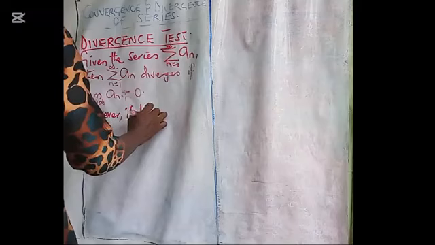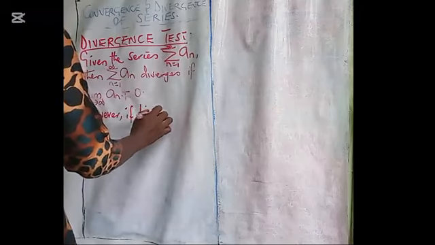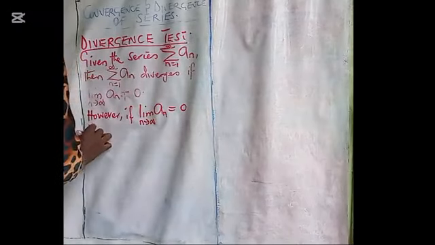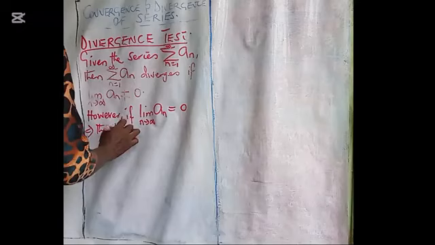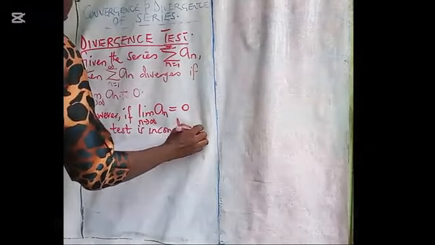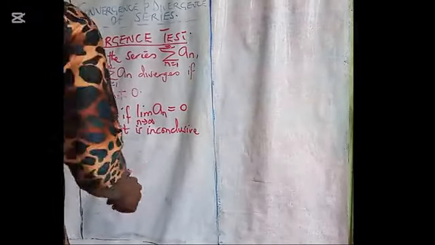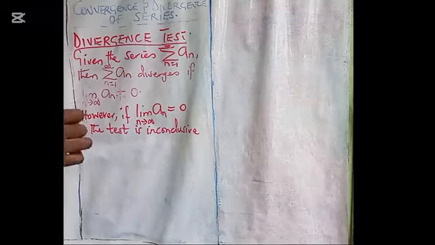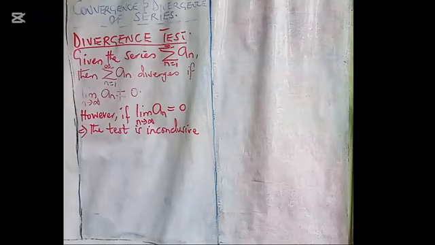However, if the limit as n tends to infinity of a sub n equals 0, it implies that the test is inconclusive. As such, other tests need to be carried out to determine whether the series actually converges or diverges. The divergence test is one of the simplest tests that can be used to determine whether a series diverges or not.